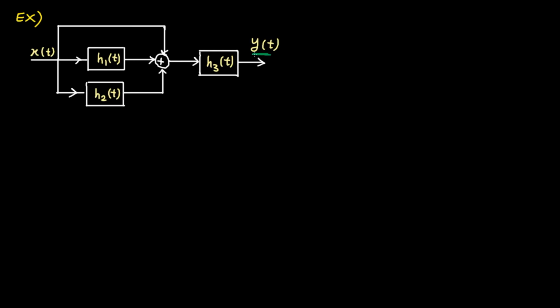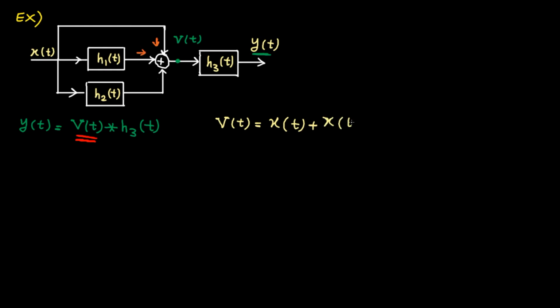Let's go for a bigger system by combining parallel and series structure. This system is given where all the systems are LTI and the goal is to find the impulse response for the whole system. Again, start from the output. Let's call this signal v(t). y(t) is v(t) convolved by h3(t). What is v(t)? v(t) is basically the summation of three branches. From the top branch we get pure input, x(t). From the second one we get x(t) convolved by h1(t). And from the bottom one we get x(t) convolved by h2(t).